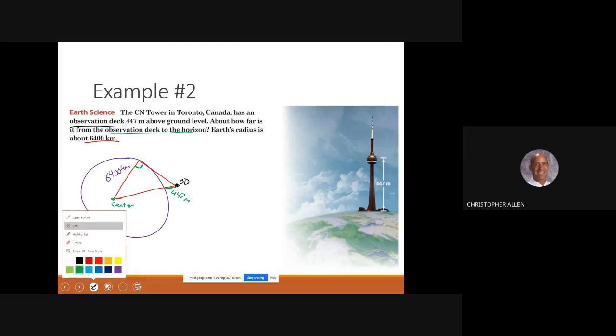Let's do it in blue. We want to know what that X is. And the good news is, we know what? Well, we know that this is 6,400. So guess what this distance is right here? Since it's also a radius of that circle, it also has to be 6,400 kilometers, right?